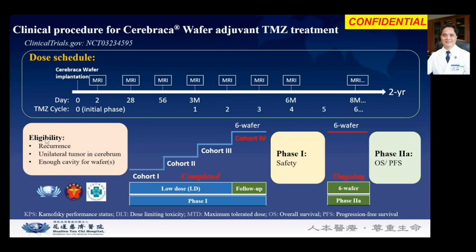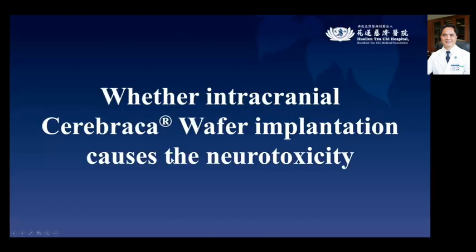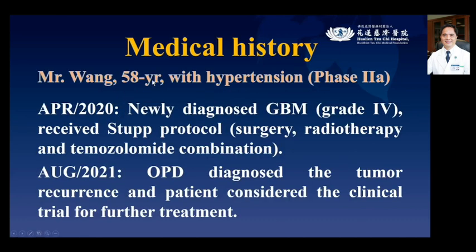So we include patients with recurrent GBM, a primary tumor in the cerebrum, who have cavities of around 1 centimeter where we put these cell breaker wafer drugs. The first question we ask is whether there's any neurotoxicity after implanting the cell breaker wafers into the cranium. And the answer is no. So I'd like to illustrate this case. Mr. Wang, 85 years old, in 2020 was diagnosed with GBM grade 4, and he received surgery, radiotherapy, and temozolomide therapies.